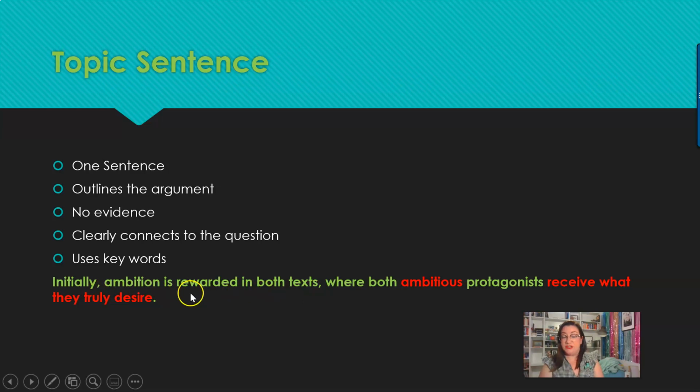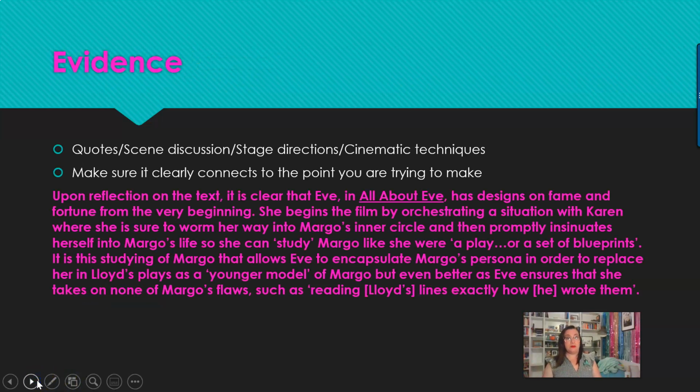Ambition is rewarded in both texts, where both ambitious protagonists receive what they truly desire. So how do I prove that in All About Eve? Let's find out. Upon reflection on the text, it is clear that Eve in All About Eve, notice I underline it there because every time I use the title, I have to underline it. It is clear that Eve, in All About Eve, has designs on fame and fortune from the very beginning.